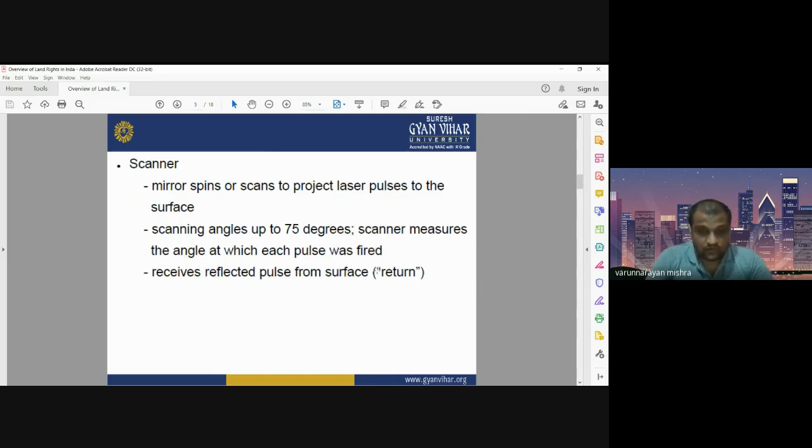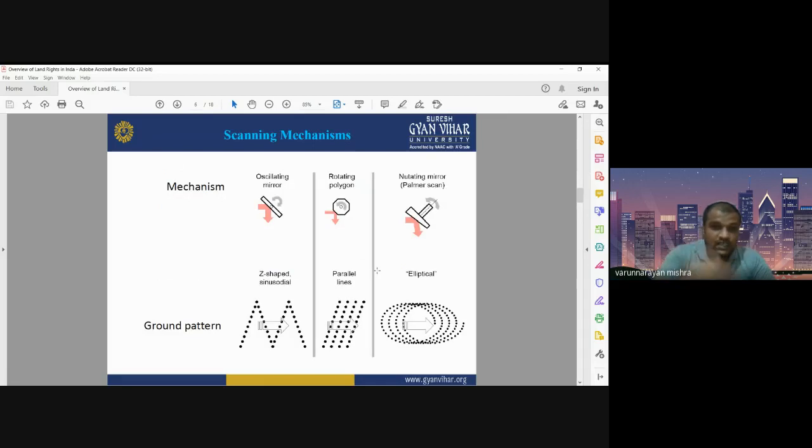Okay, so the amount of energy which is received by the receiver is known as return energy. Okay, so this is the scanning mechanism. The laser scanner or the lidar scans the entire area, scans the terrain in three different modes: zigzag-shaped (sinusoidal), parallel lines, and elliptical shape.